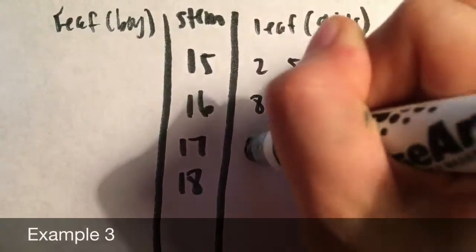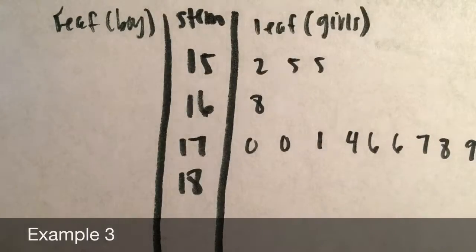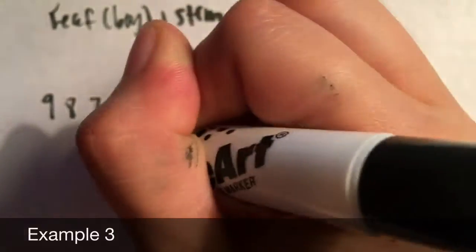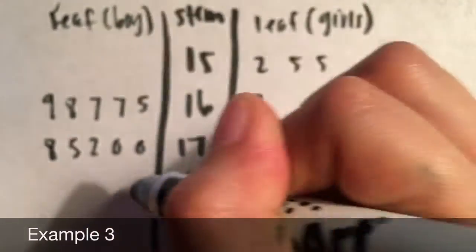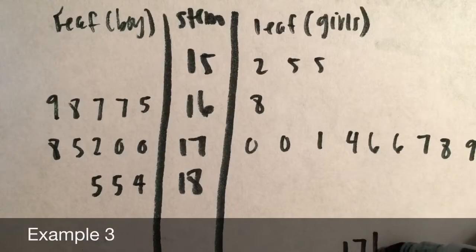There were three modes for the girls: 155, 170, and 176. The range was 26 centimeters and the median was approximately 170 centimeters. For the boys, the modes were 167, 170, and 185. The range was 20 centimeters and the median was approximately 172 centimeters.